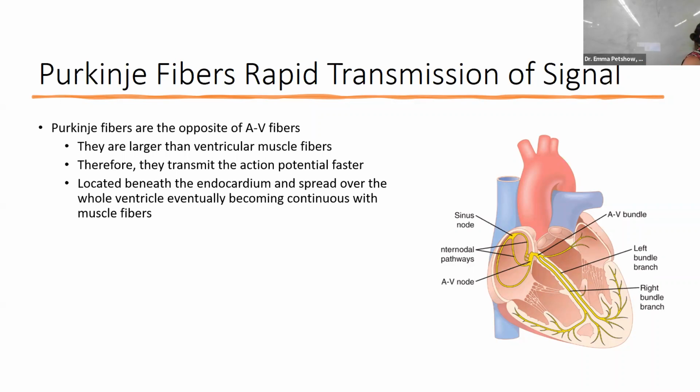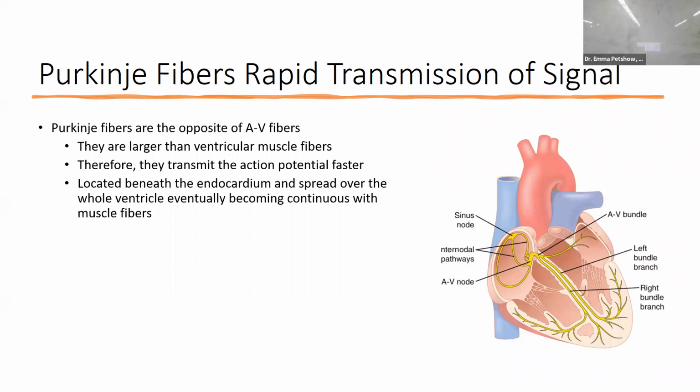Purkinje, you can think of the Purkinje fibers as the opposite of everything the AV fibers are. They're larger even than ventricular muscle fibers. So these are big fibers. They transmit the action potential even faster than muscle fibers do. And they're located beneath the endocardium and they spread over the whole ventricle, eventually becoming continuous with muscle fibers. You could think about them as a whole web. They kind of engulf the whole ventricle.